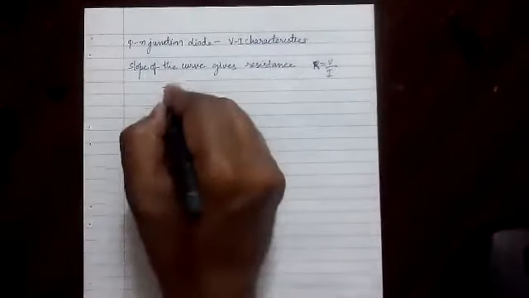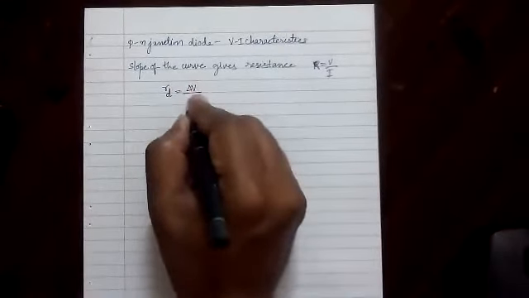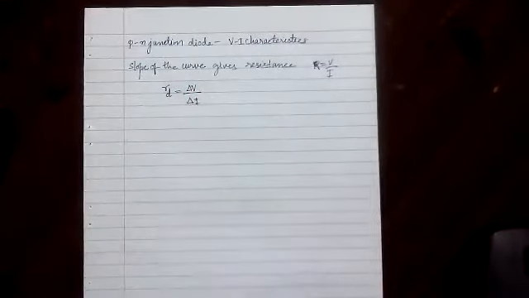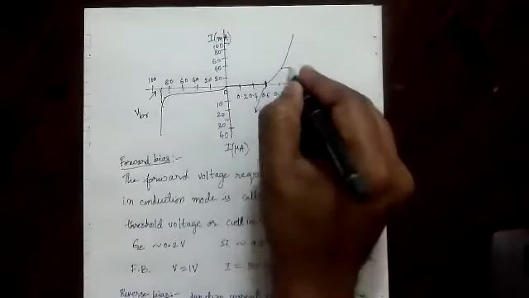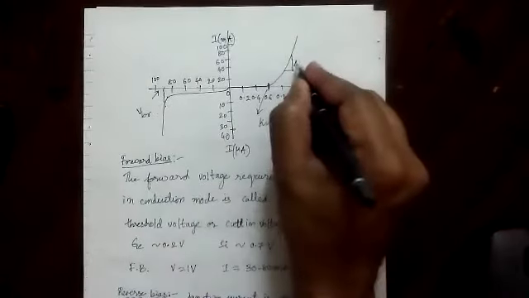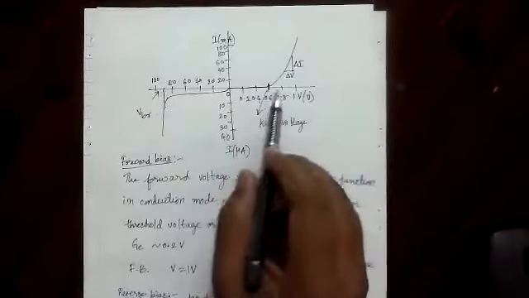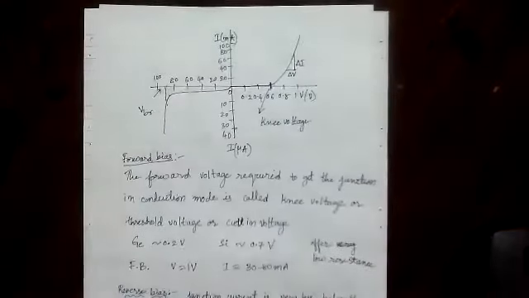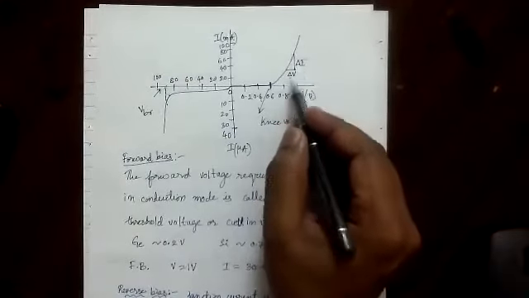So RD, the resistance of the diode, is given by delta V by delta I. From the slope, see here, this is the curve. You find the slope like this. So this is delta I and this is delta V. Delta V by delta I, here y coordinate by x coordinate.